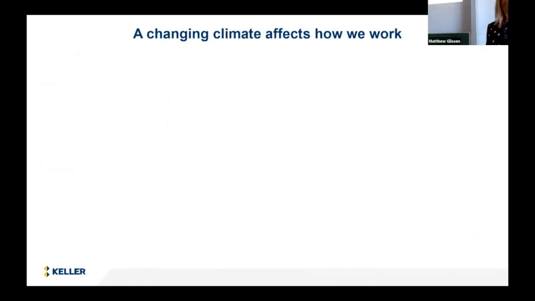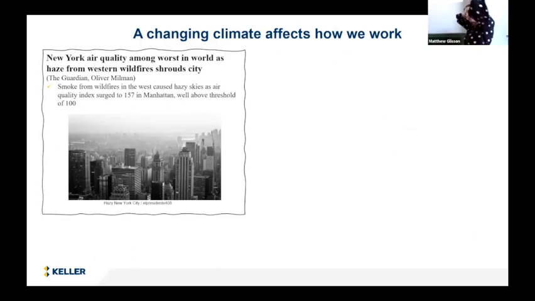Changing climate also affects how we work. So we had big wildfires on the west coast of North America. Obviously, around those wildfires, the air quality was very, very bad.